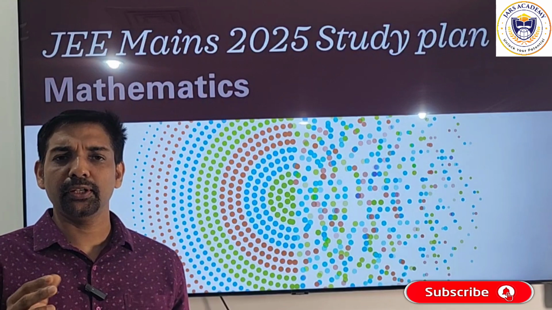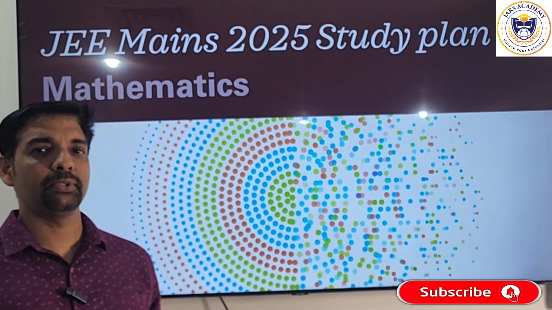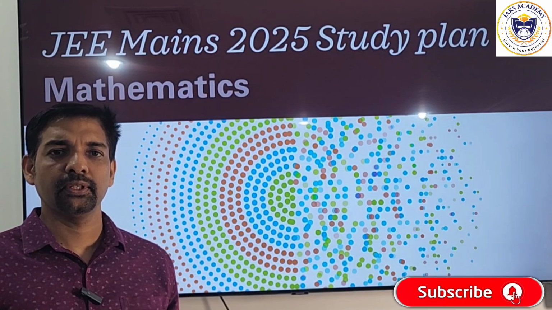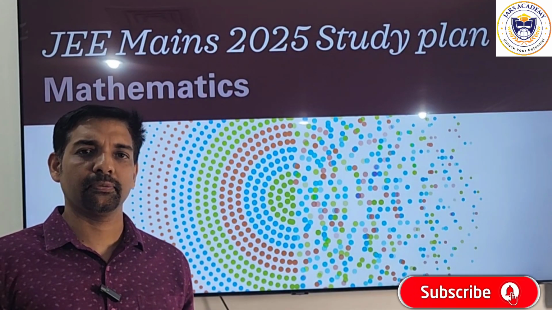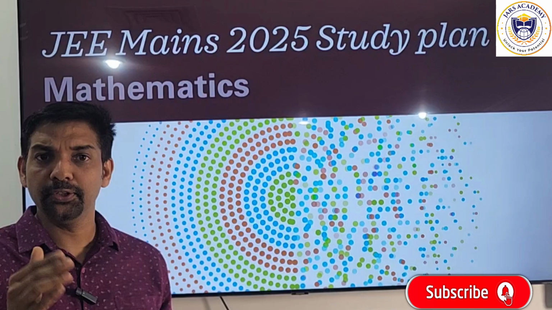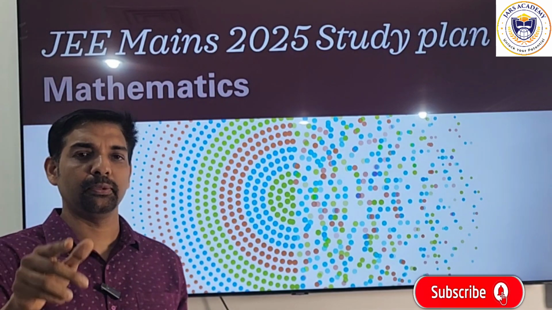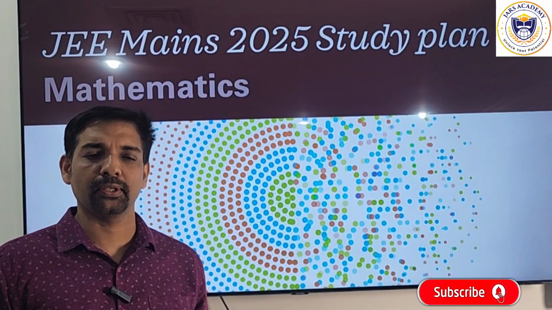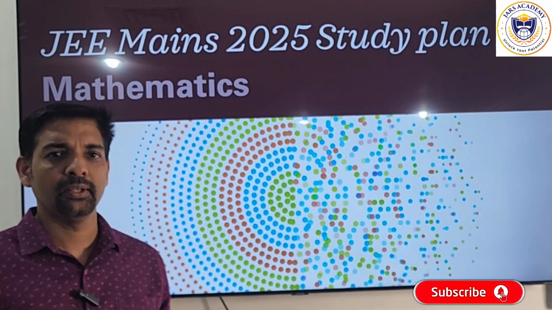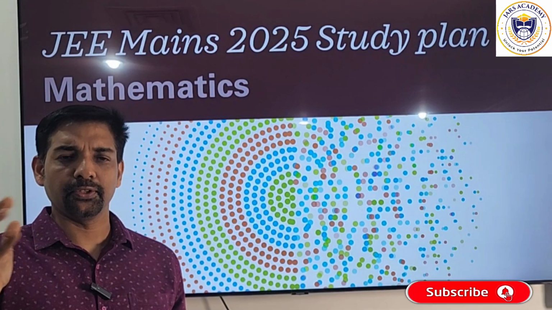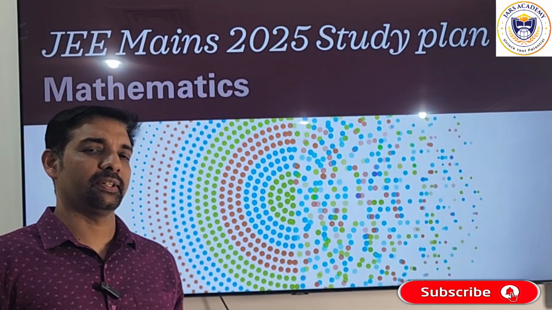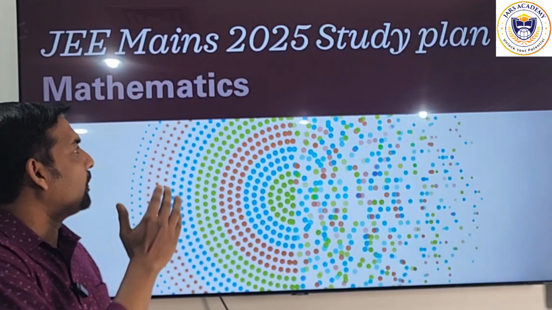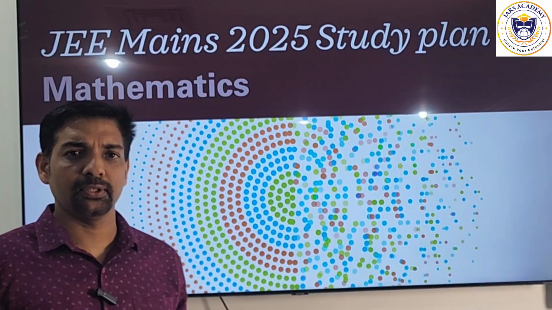As you all know, in JEE Mains there are three subjects of equal weightage: physics, chemistry and mathematics. 30 questions each will be there from each subject. 20 will be MCQs and 10 will be numericals. The 20 MCQs are compulsory. Out of the 10 numericals, you have to answer any 5. This way, the questions are distributed equally for all three subjects. So let's see a quick study plan of JEE Mains Mathematics.